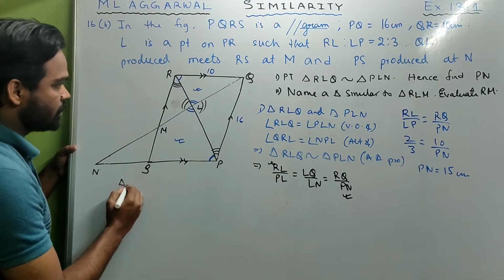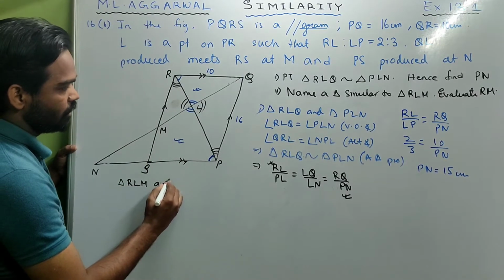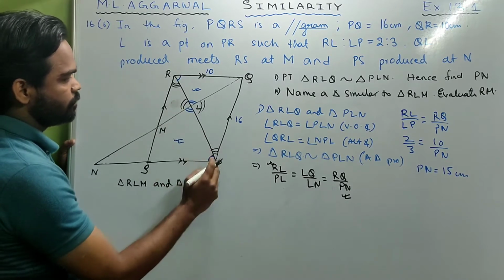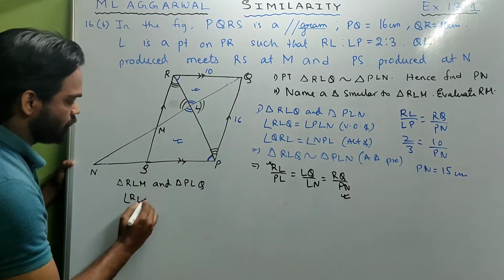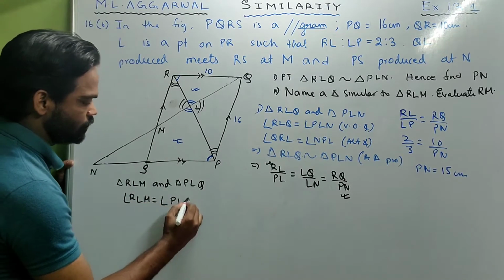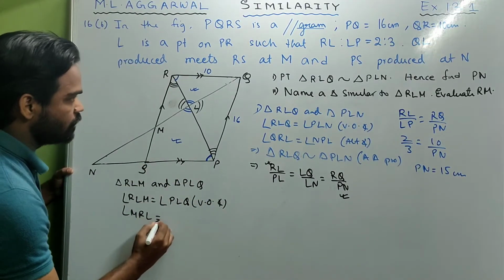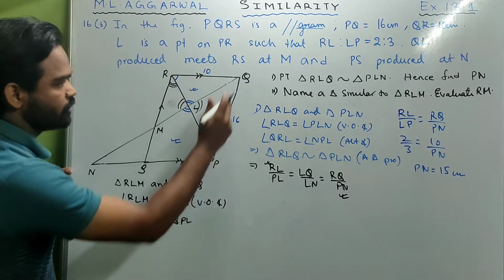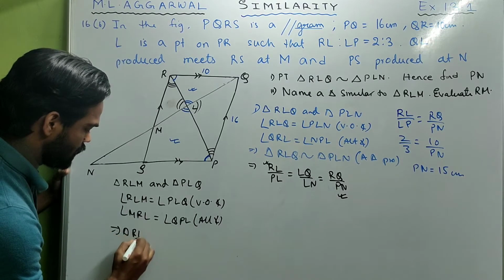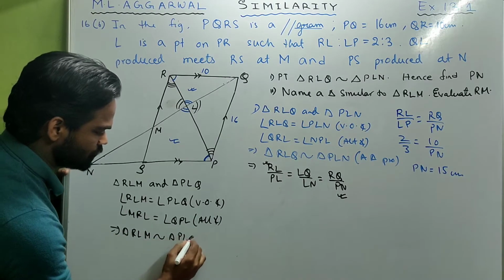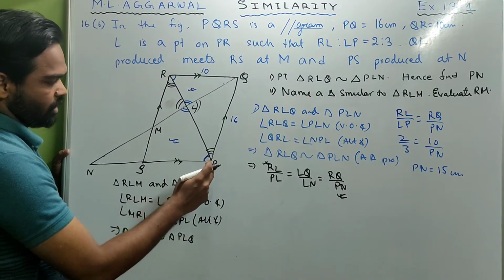See, in triangle RLM and triangle PLQ, angle RLM is equal to angle PLQ, that's vertically opposite angle. Then angle MRL is equal to QPL, that's alternate angle, which means triangle RLM is similar to triangle PLQ. No doubt in that. RLM is similar to triangle PLQ.